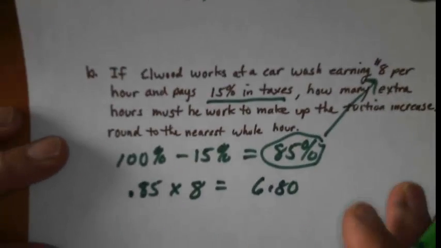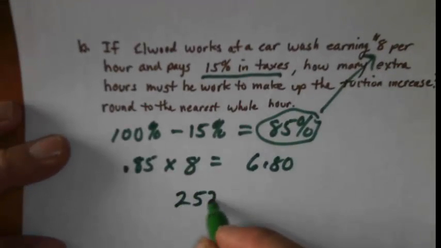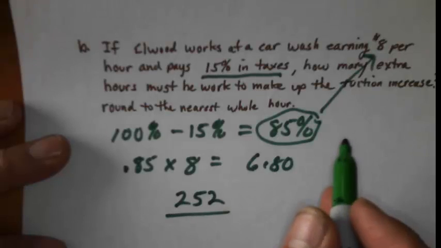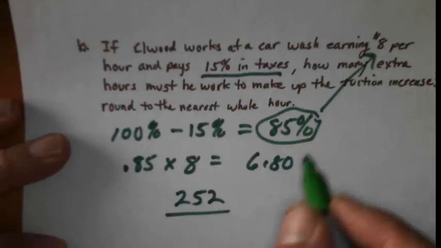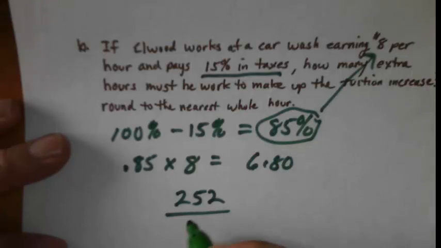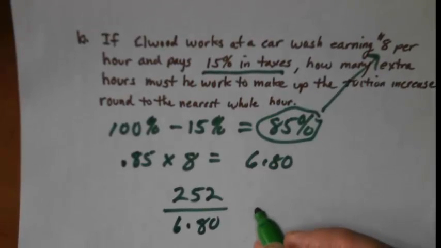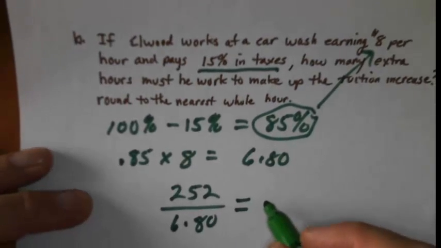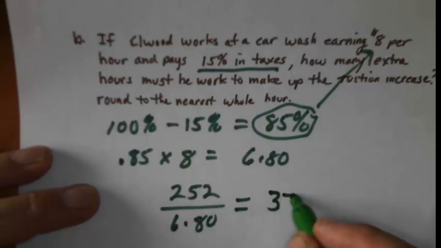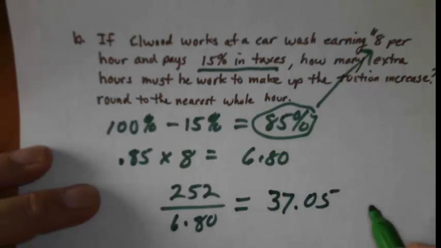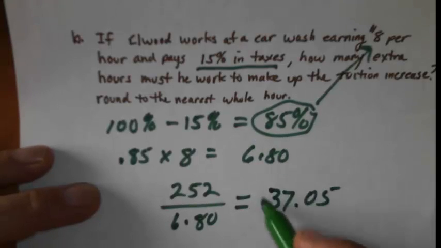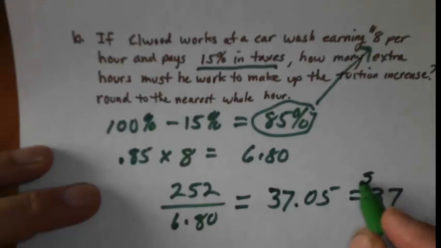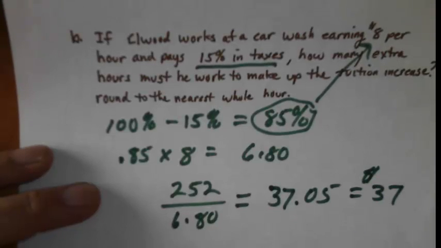Okay, so now we go back up to our problem from before where his increase in tuition was 252. So he has 252 because we want to know how many more hours. So we have to set that up. So it's 252 divided by the 6.80. So we want to know how many hours. So we're going to divide that through with our calculator. 37.05. Okay, and they said round to the nearest whole, so it's 37 hours. So basically this is going to be 37 additional hours of work.